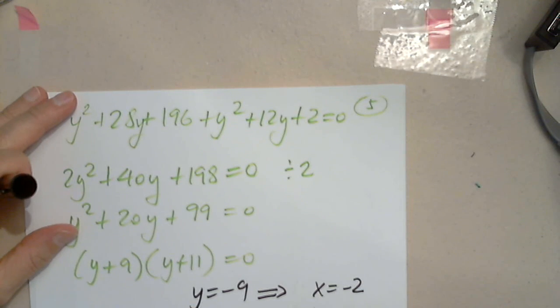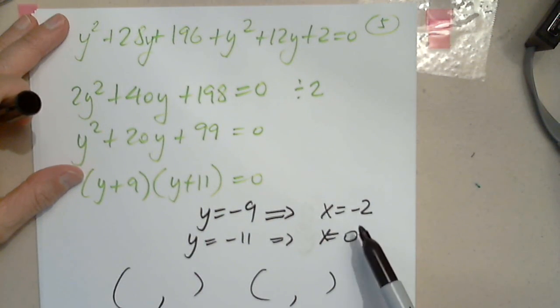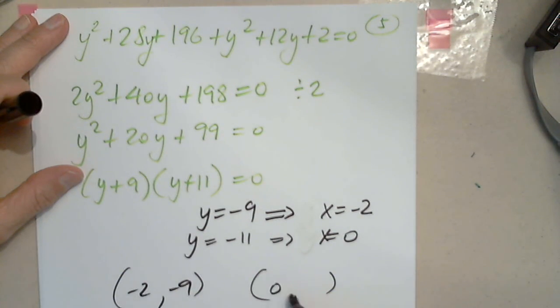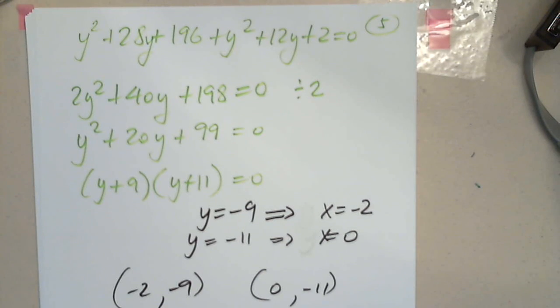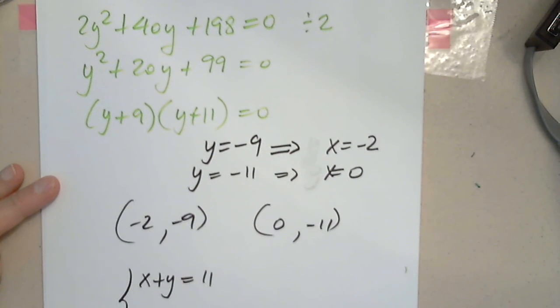So the system appears to have the following solutions: (-2, -9) and (0, -11). I can copy it or go back to the original system to check. And let me copy it here: (x - 3)² + (y + 6)² = 34.